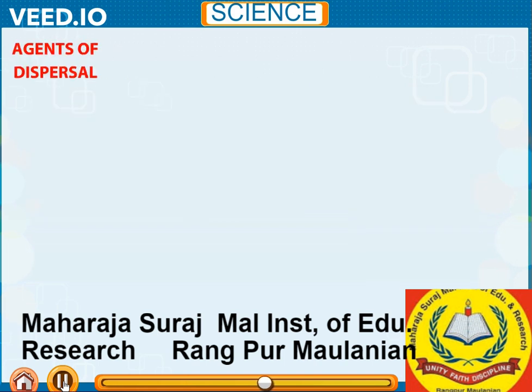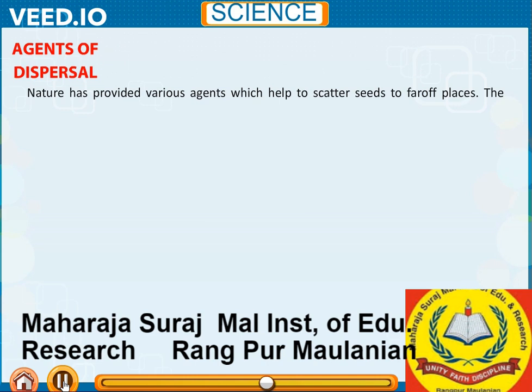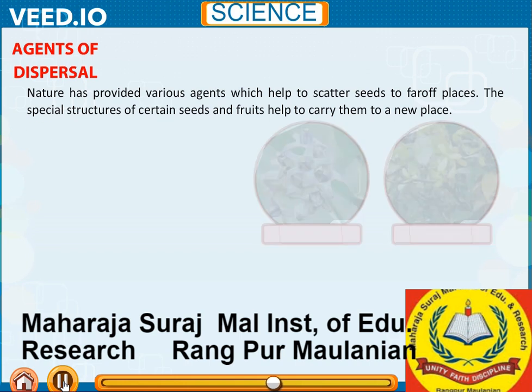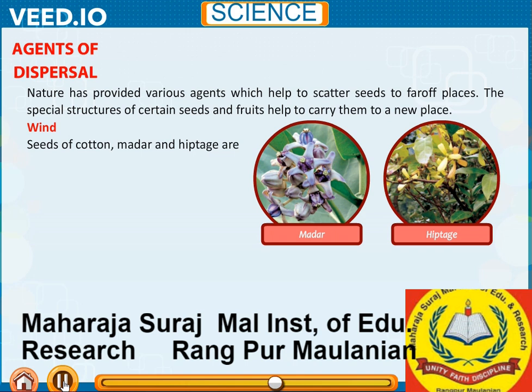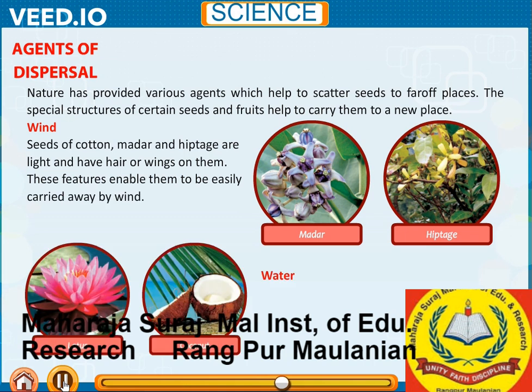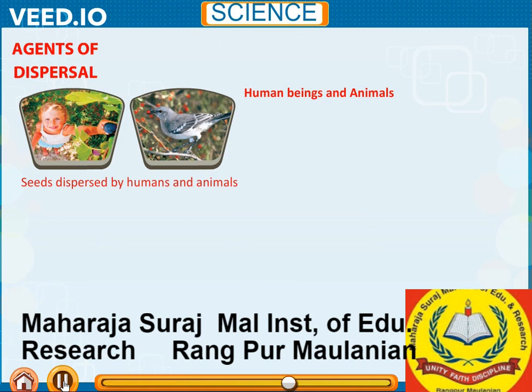Agents of dispersal. Nature has provided various agents which help to scatter seeds to far-off places. The special structures of certain seeds and fruits help to carry them to a new place. Wind. Seeds of cotton, madar and hittage are light and have hair or wings on them. These features enable them to be easily carried away by wind. Water. The lotus fruit has a spongy part and the coconut has a fibrous outer covering to make them float on water.